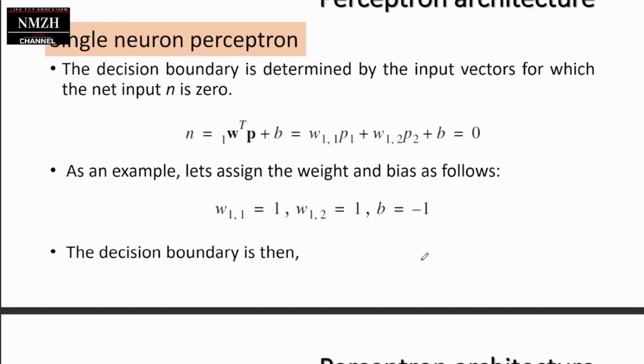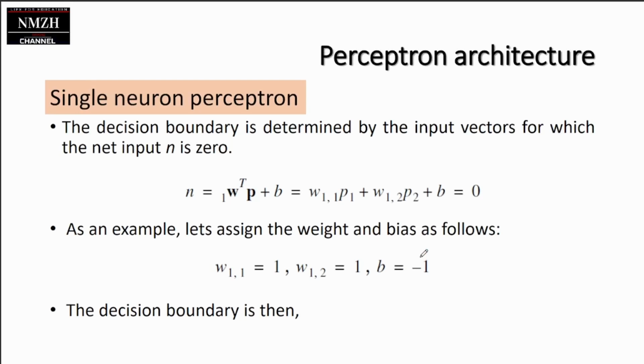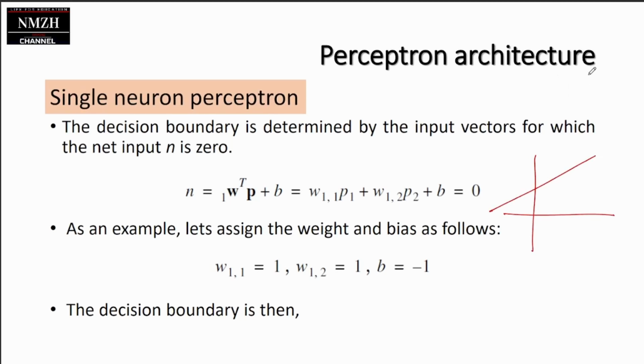The decision boundary is determined by the input vectors for which the net input n is 0. Remember the one that we discussed just now. In this example, this is the boundary, this is 1, this is 0, right? The line is reflected to here with output 0. Oh sorry, this is minus 1. That will happen when we discuss the error later on.